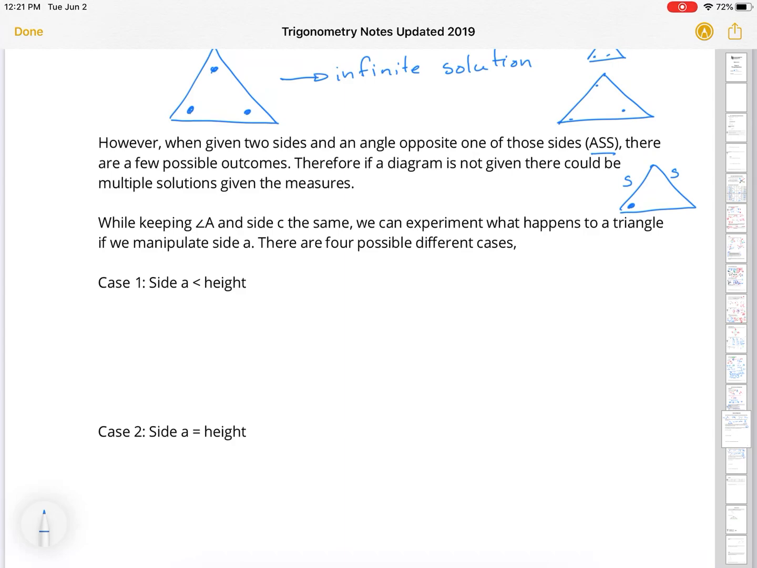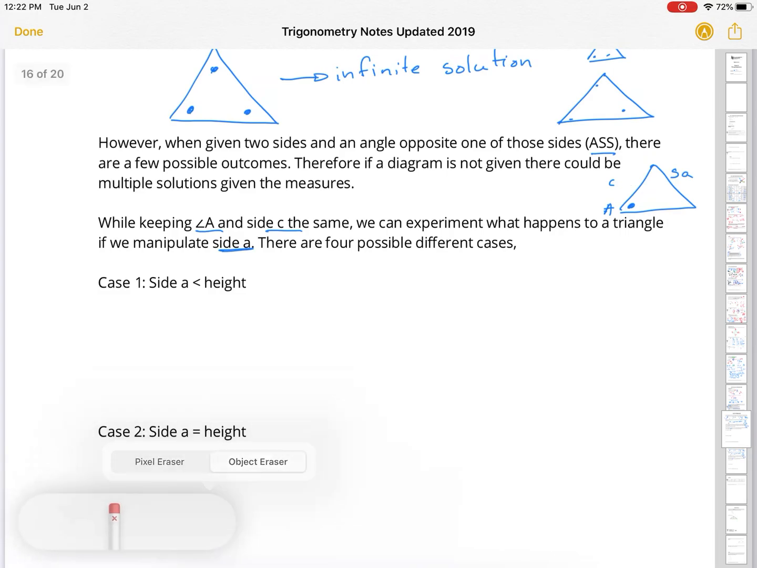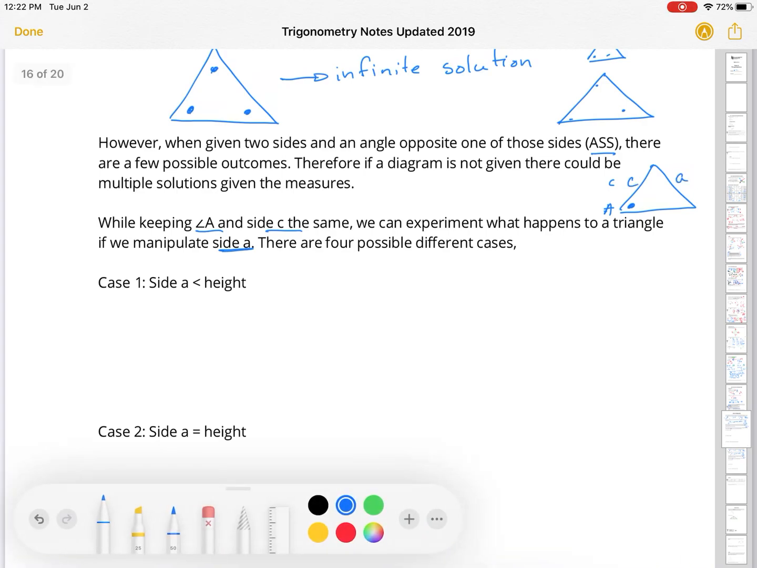First, we're given angle A and side C the same, and we can experiment with what happens to a triangle if we start to manipulate side A. So remember, in this triangle, this is angle A, this is side A, and this is side C, okay? So we're dealing with A, C, and A. Just making my diagram a little better.